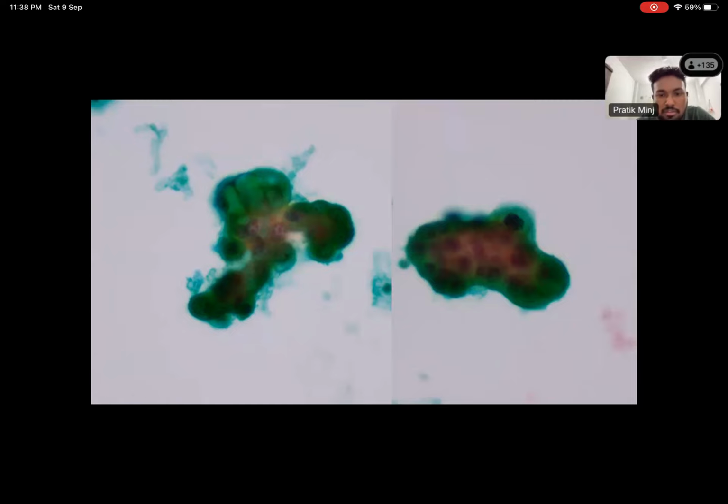Ma'am, these are cohesive cells showing high NC ratio with large, hyperchromatic nuclei, with prominent nuclei as well, and the cytoplasm shows vacuolations. So there is nice cytoplasmic vacuolation which you can see here. What is this? This is mitosis. Yes, so there is even a mitotic figure that is seen here. And you can see that there is prominence of nucleoli.